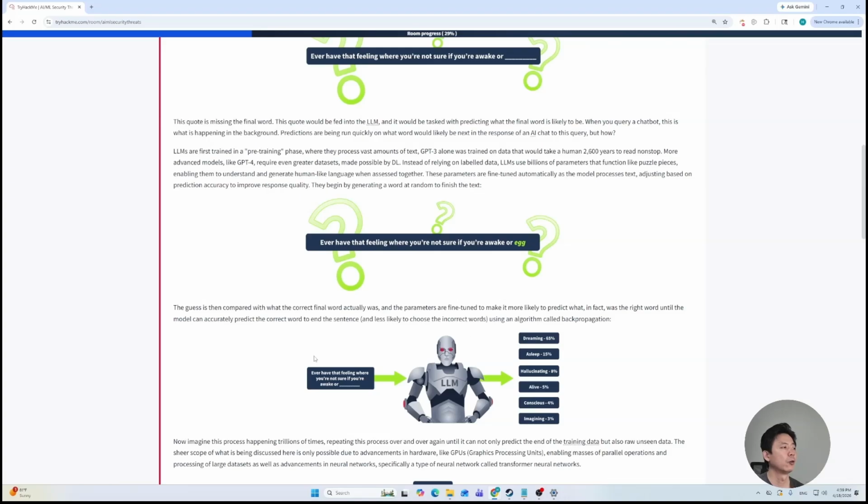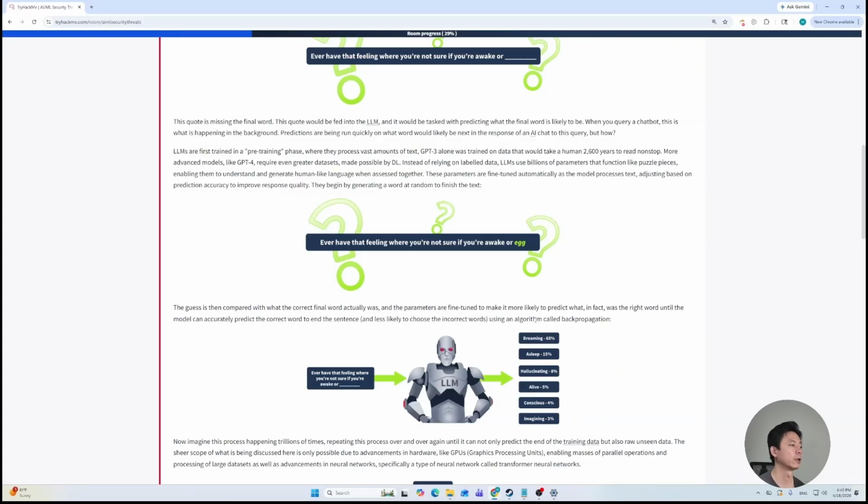So basically, what it does is make several guesses, and based on those guesses, it will evaluate the output. So for example, dreaming 65% compatible, asleep 15% compatible, hallucinating 8%. So the AI model, the large language model, will evaluate the output and pick out the one that best fits the sentence. Now, imagine this process happening trillions of times, repeating over and over again until it can not only predict the end of the training data, but also raw unseen data.